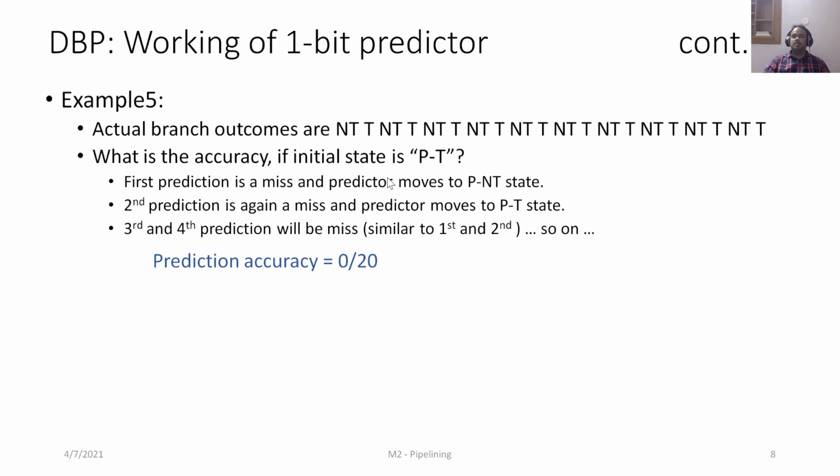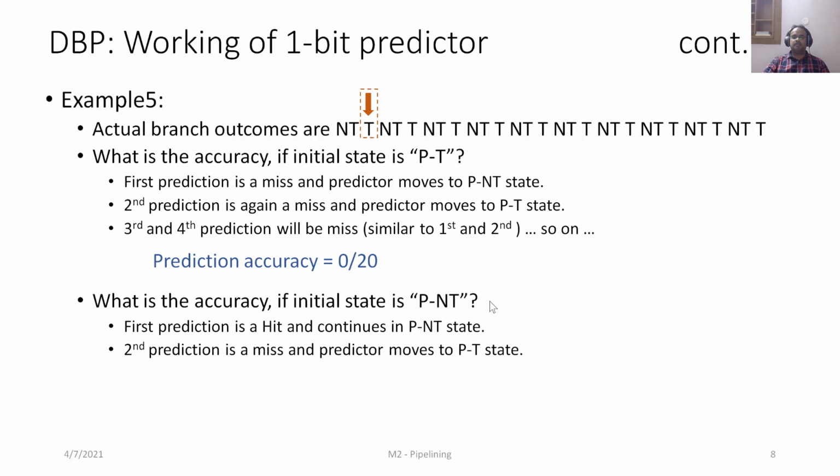If we are starting with the predict likely to be taken state. Now what happens if we start with the other state, predict likely not to be taken? The very first time it will be a hit. The second time we will predict not taken, but the actual outcome is taken. So we switch states to predict taken.